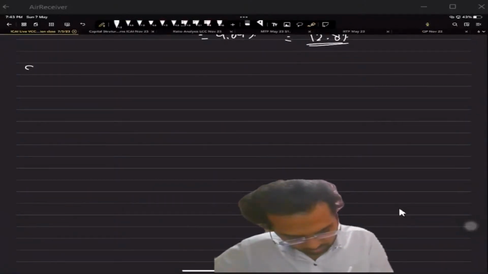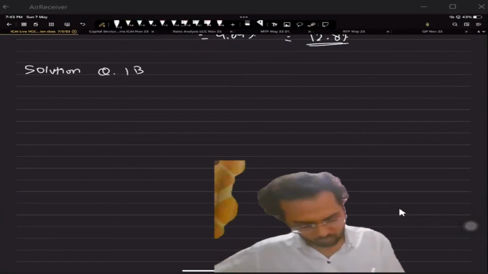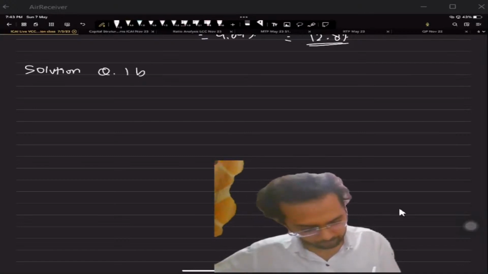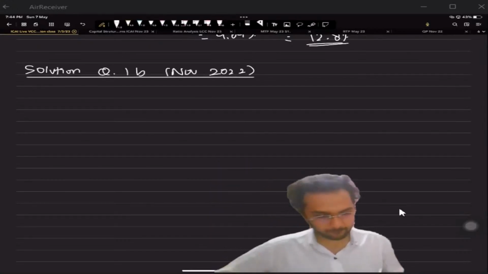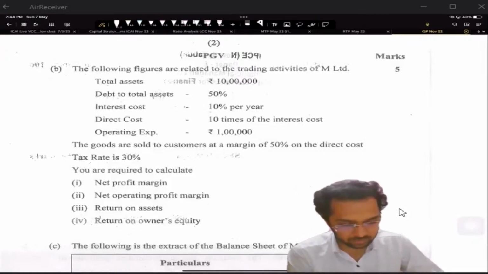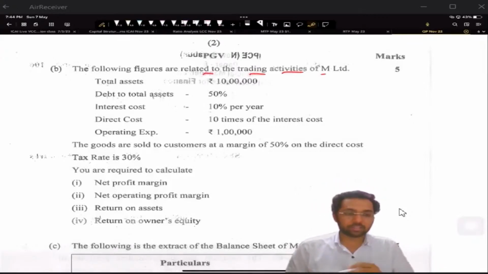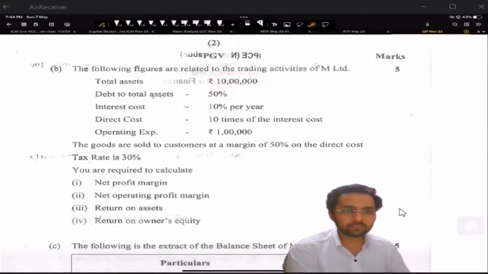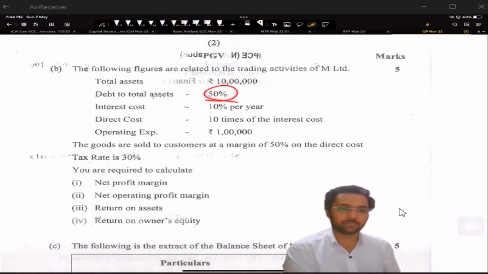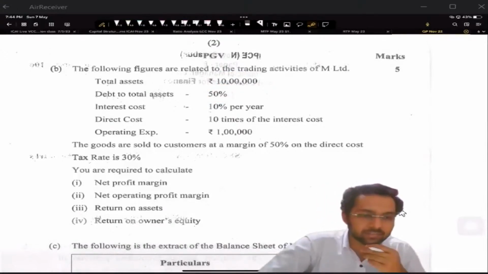This is our solution to question 1B of November 2022. The following figures are related to the trading activities of M Limited. It has a total assets of 10 lakh. Debt to total assets is 50%. Out of total assets, 50% is funded by debt. It means the balance will be funded by equity.